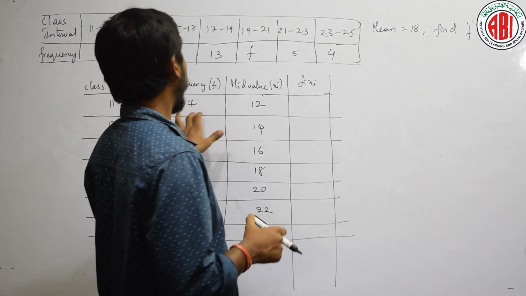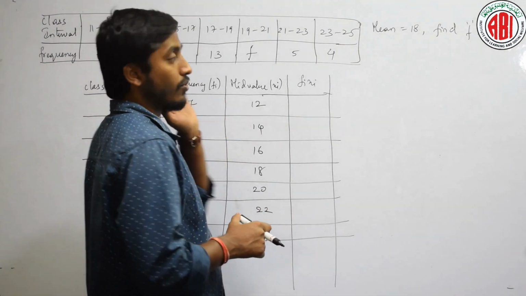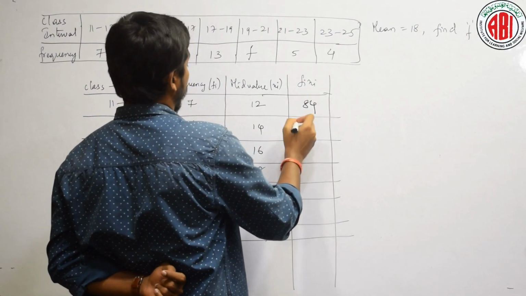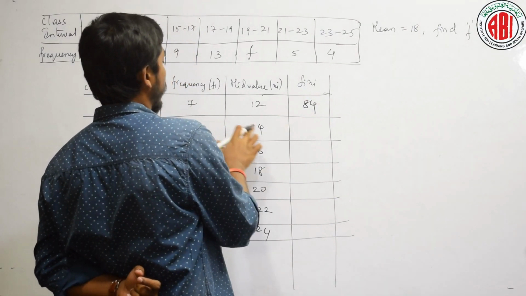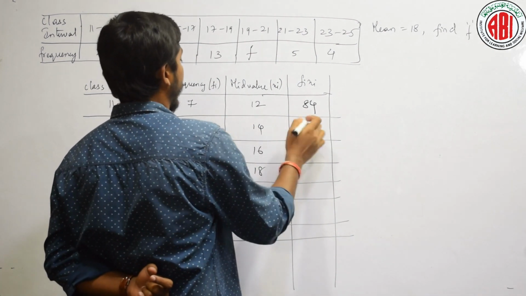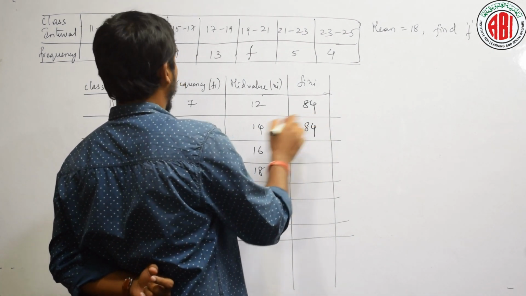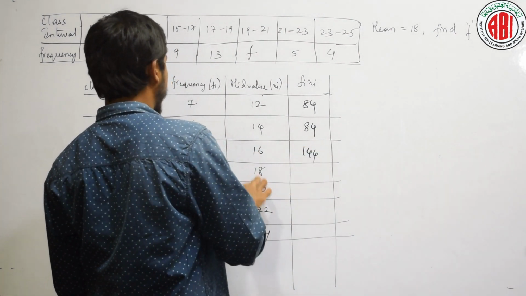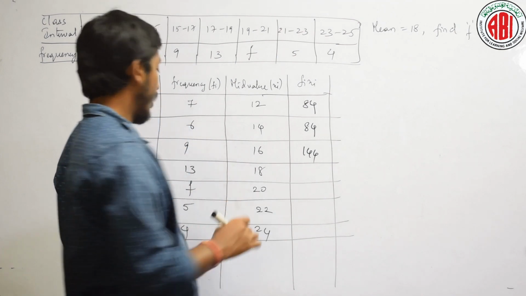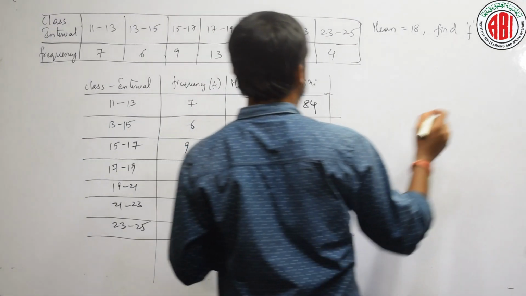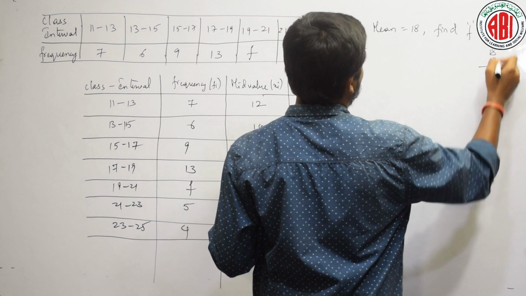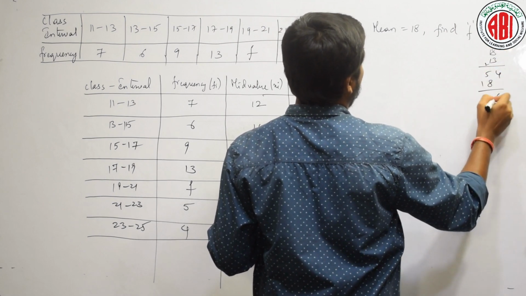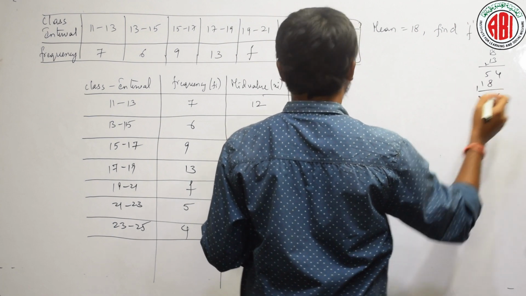That is fi into xi. 7 into 12: 12 sevens are 84. The next, 14 into 6: 14 sixes are 84 again. The next, 16 nines are 144. The next, 18 into 13. If you do not know, multiply it properly. Do not get confused. 18 into 13 is 234.